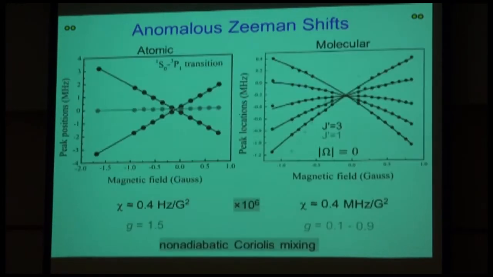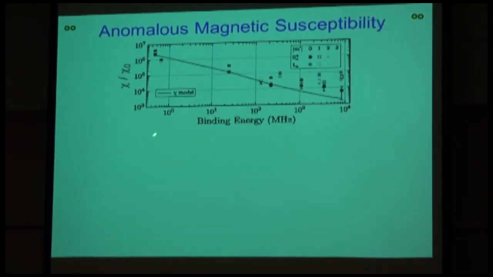And so we can plot this effective quadratic coefficient for various levels near the asymptote versus the binding energy. So this is the log plot of binding energy, going toward the continuum. These are the weaker binding energies, and this is the enhancement factor compared to the atomic case. So you can see it really gets up to more than 10 to the 6 when we get really close to the asymptote. This magnetic susceptibility is that chi, the quadratic magnetic shift coefficient.